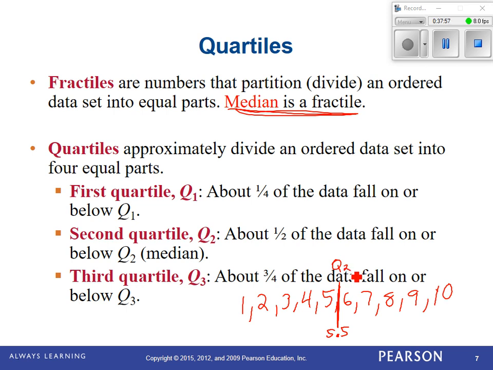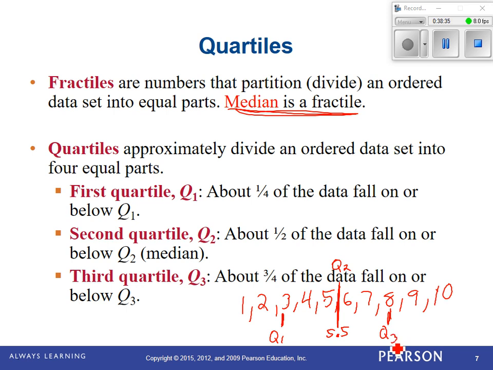Then we look at the data below that, and we got 1, 2, 3, 4, 5 pieces of data down there, and we find the median for just that part. Well, there's 2 here, 2 there, so 3 would be the median for that lower set of data. That's considered quartile 1. Then we do the same thing for the upper set of data, and we figure out that 8 is going to be the median of that set, and that's quartile 3.